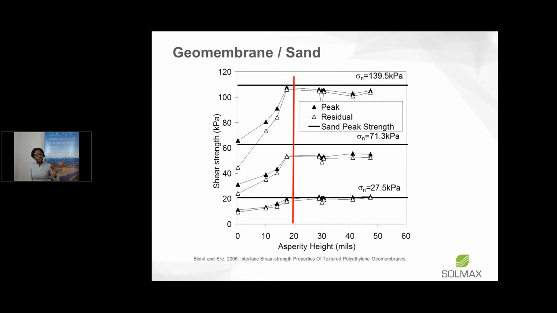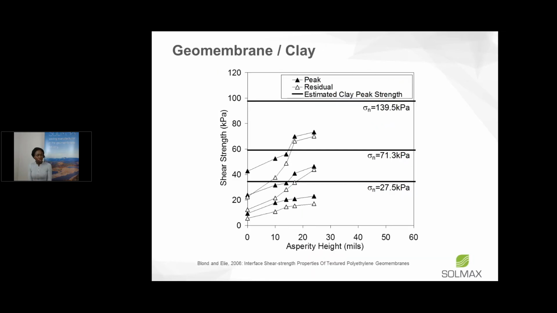So there was a significant climb of the shear strength as the asperity height increased, but then after 20 mils, there wasn't too much to gain from increasing that asperity height beyond 20 mils. For geomembrane and clay, again, a similar thing. After about 20 mils of asperity, there didn't seem to be any gain in the shear strength that was measured by increasing the asperity height.